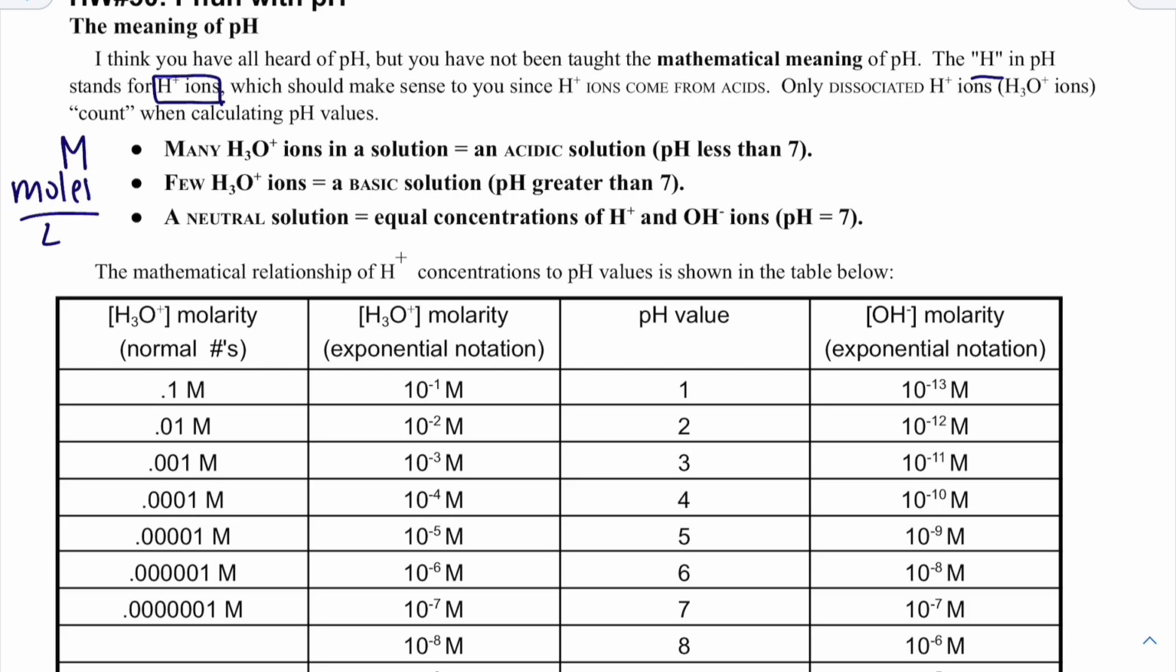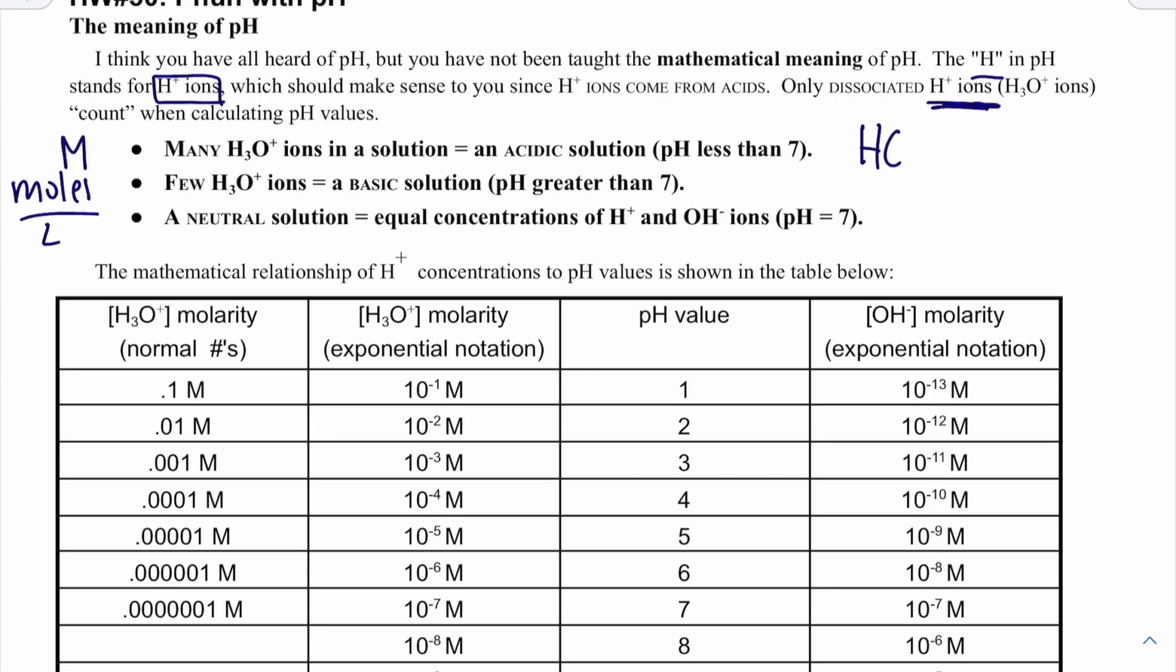That should make sense to you because H plus ions come from the dissociation from acids. So the pH will tell you how acidic something is by telling you how much hydrogen ions there are in the solution. Only the dissociated hydrogen ions count when calculating the pH values. If it's not dissociating, it's not very acidic because there are less H pluses in solution. And that's the difference between a strong and a weak acid, as you know, how much dissociates.